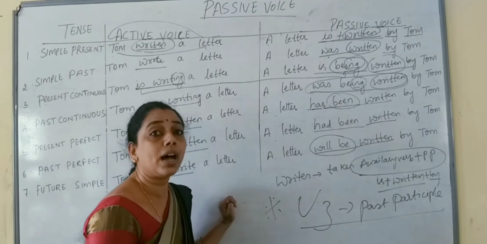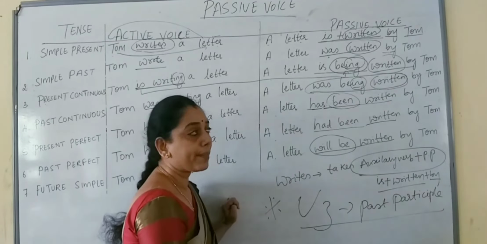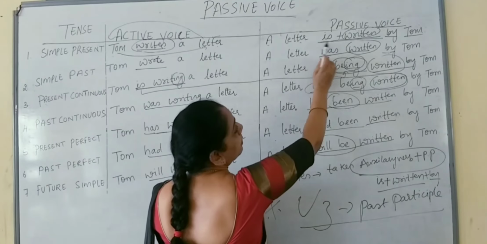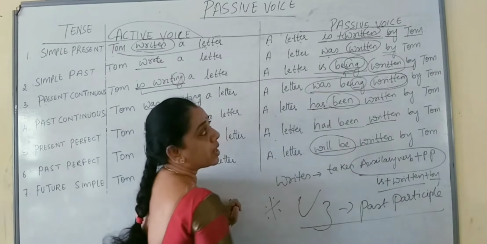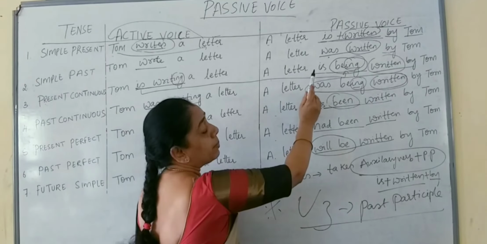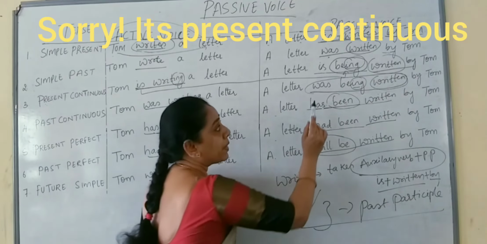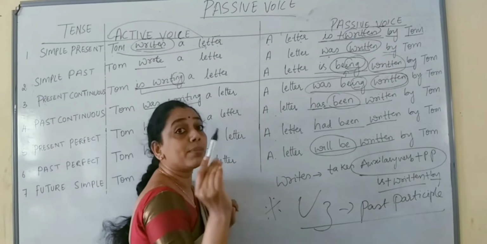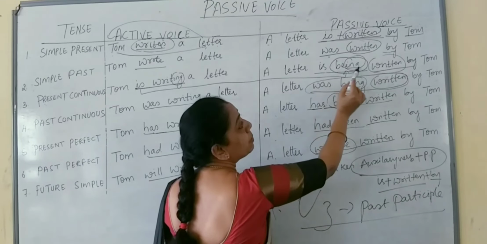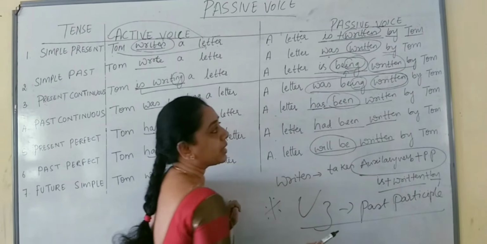When will comes, you write it as will be. Okay, so simple present tense becomes is. Simple past tense becomes was. Present continuous tense, I am very sorry, I said present perfect earlier, present continuous tense becomes is being. Past continuous tense becomes was being.